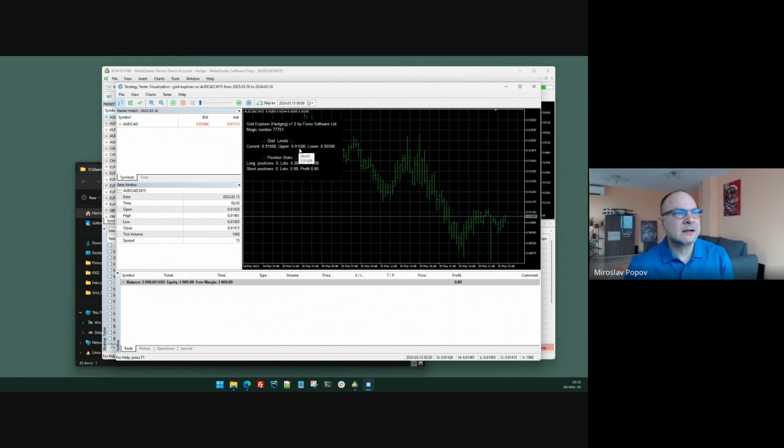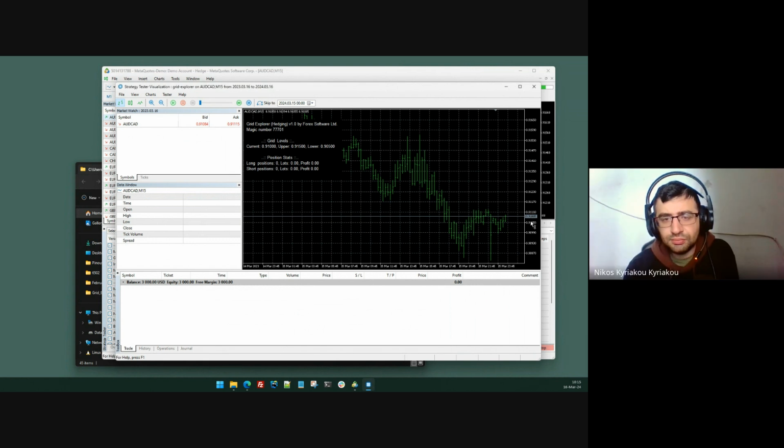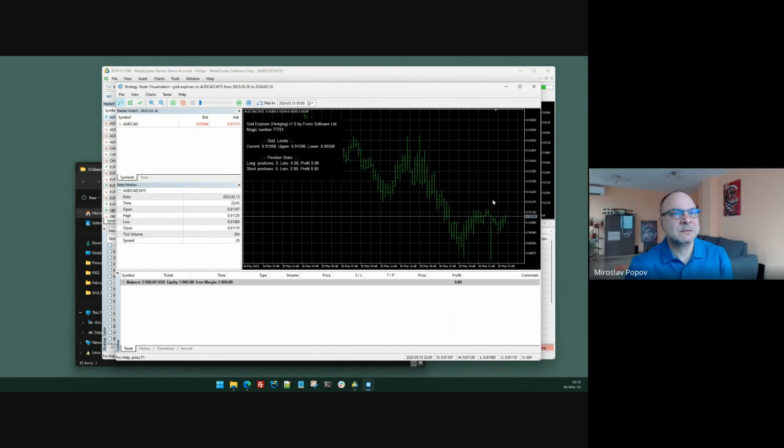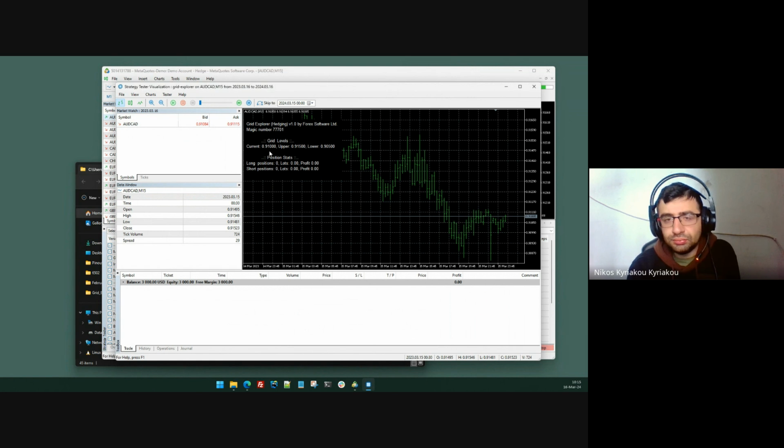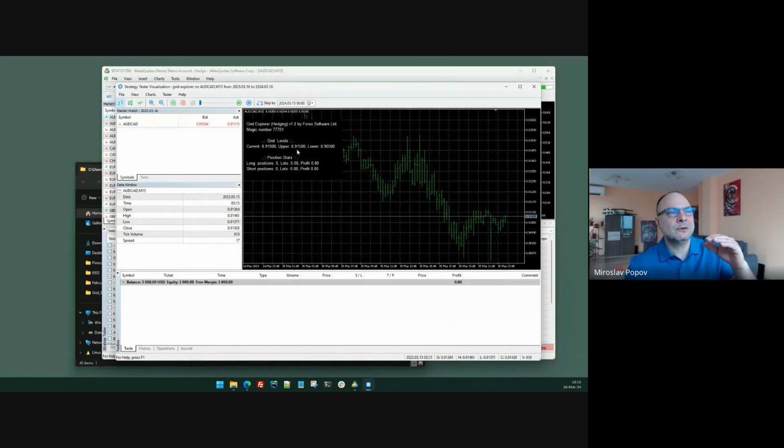0.91000, 0.91500, and 0.90500. So the current grid level is the one that is nearest to the price. 0.91000 is somewhere here, just below the price, and we have 50 pips above here, and 50 pips below. We always have a current level. The current level is the one nearest to the price, but it's only the first time. Because the first time we don't know which level the market will touch, the lower one or the upper one. So let's continue and we will see.